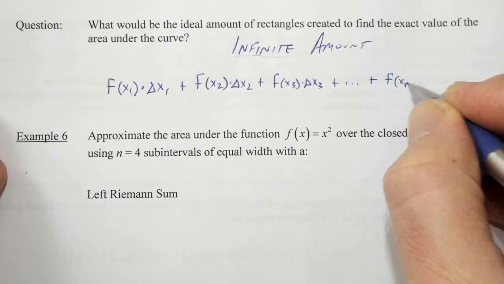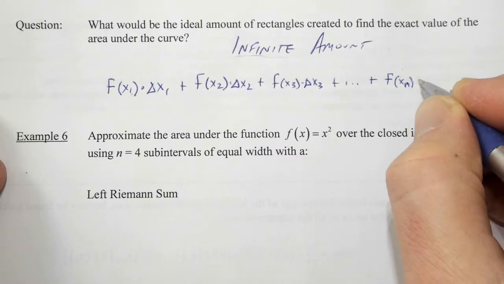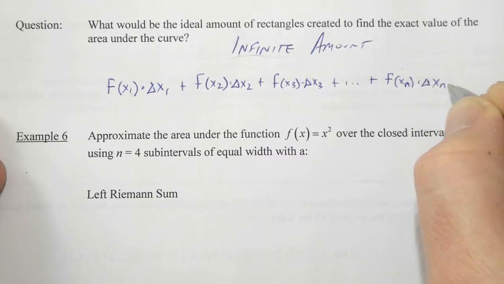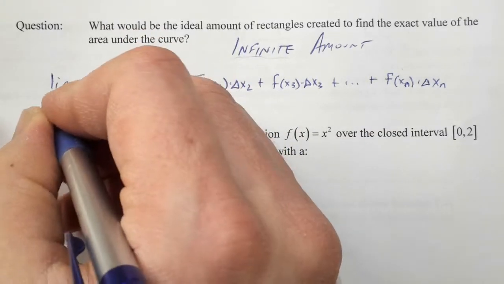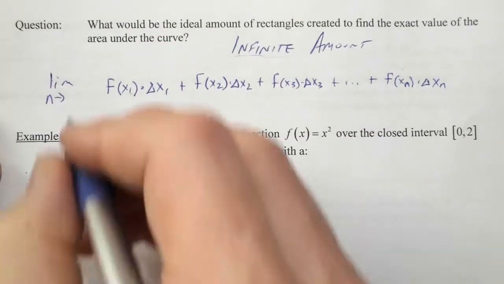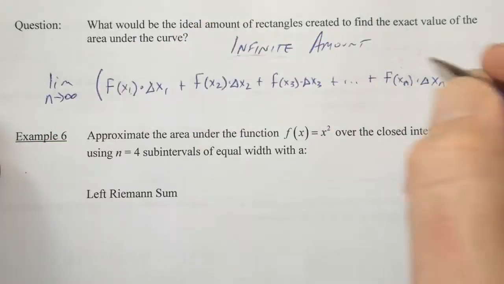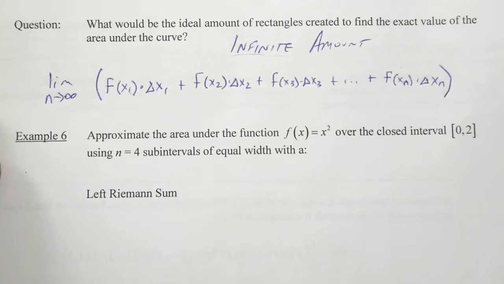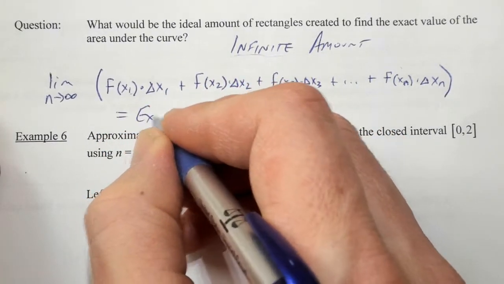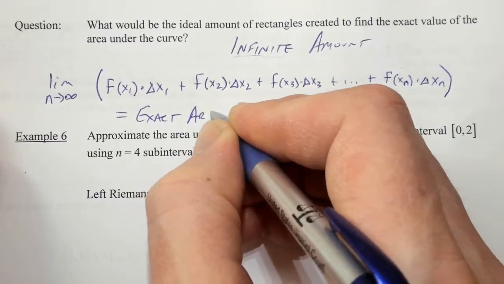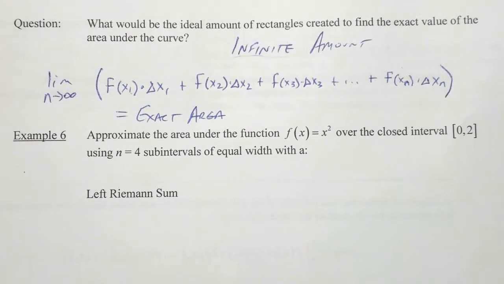So we're going to make this the nth rectangle, in other words, the last rectangle. And n has to be a number, all right? So we're going to take the limit as n, which is a number, approaches infinity. So if we have an infinite number of rectangles right there, that's equal to the exact area. So if we want the exact area, the formula basically is right here.